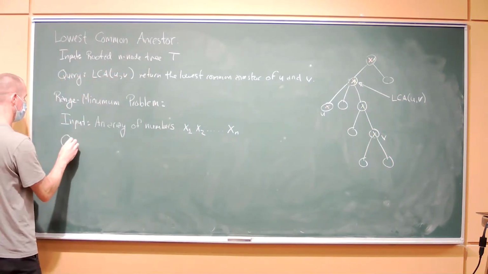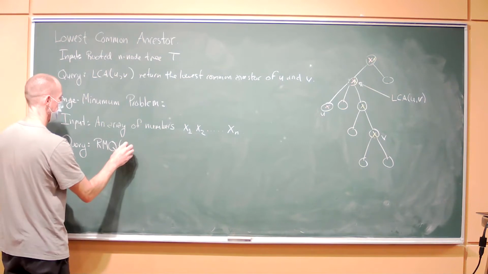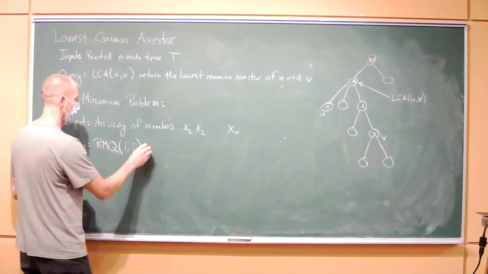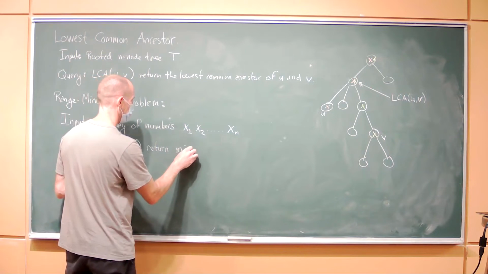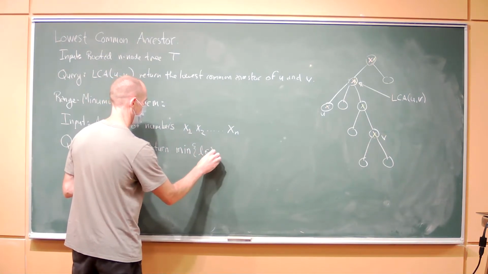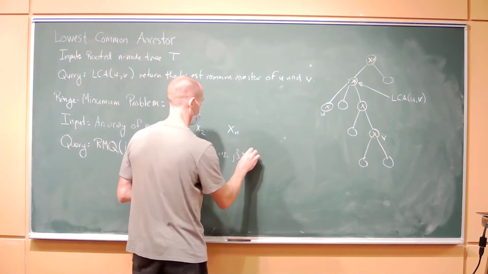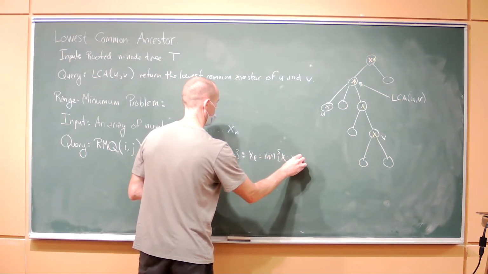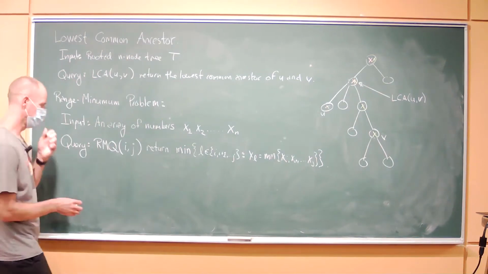And the queries are what's called a range minimum query. It takes two indices, i and j, and it should return, and it's going to look a little bit weird, the minimum value l in i plus 1 up to j such that xl is equal to the min of xi plus 1 up to xj. That's complicated sounding, but it shouldn't be too complicated.